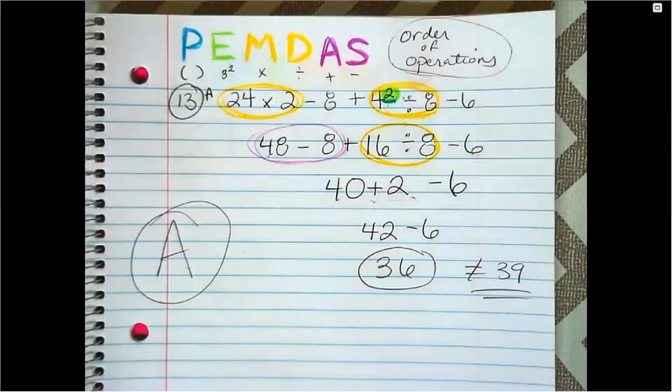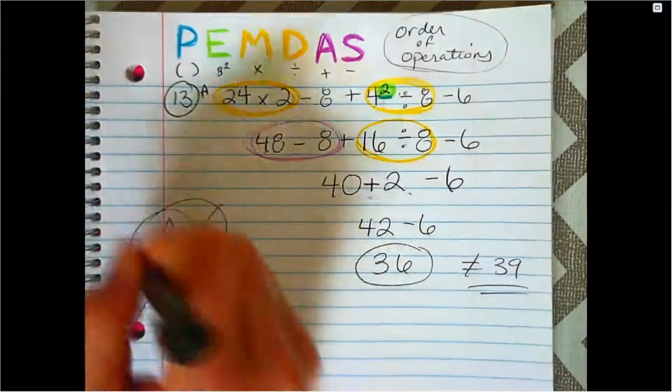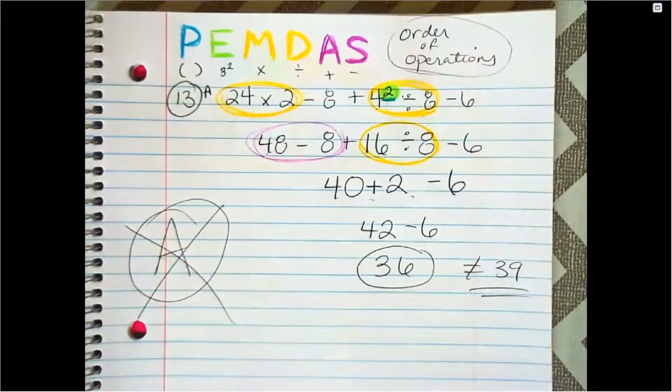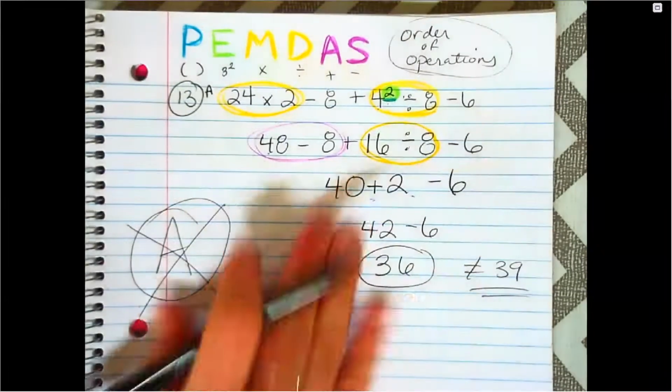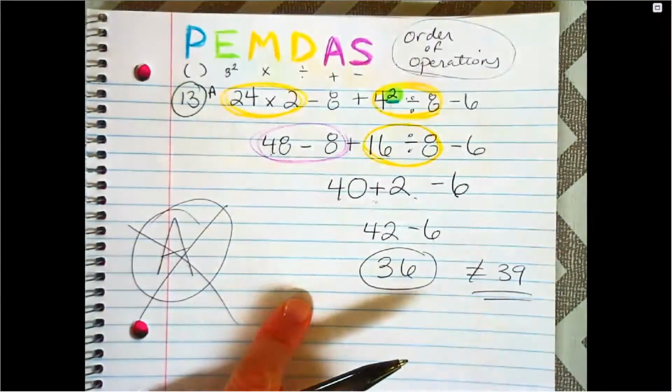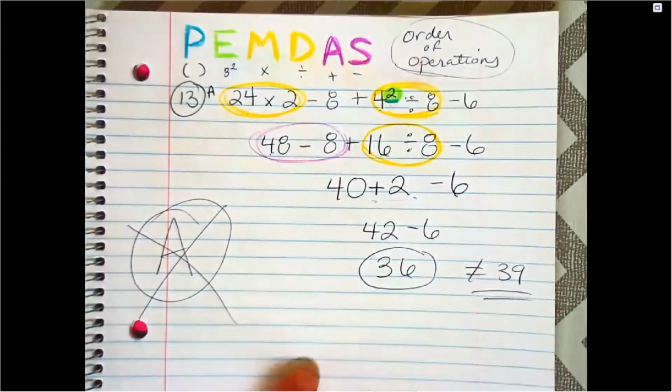So I did all that math to figure out the answer is not A. And welcome to the rest of your mathematical career. So the answer is not A. Any questions on this particular step? Okay, we're going to do this 2 more times.